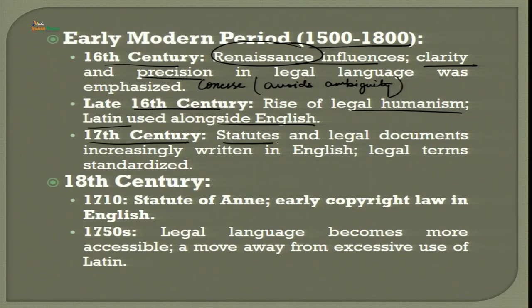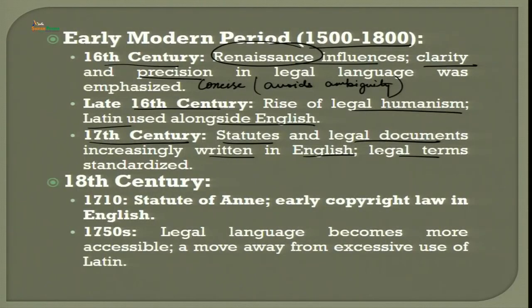In the 17th century, what happened? Statutes and legal documents were increasingly written in English. What did you notice in the previous time? There was a dearth of legal documents, and even the legal system was scattered. That means at the local level it was different, at the civil level it was different. At the tribal and local level they were managed in such a manner. But now, with the passage of time, when the early modern period arrived, the number of statutes and legal documents increased. Can you see the difference? Can you see the changes in that history? Yes, of course. So, increasingly written in English, legal terms were standardized.